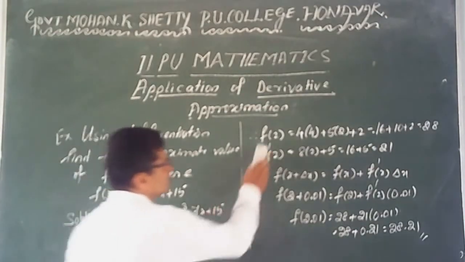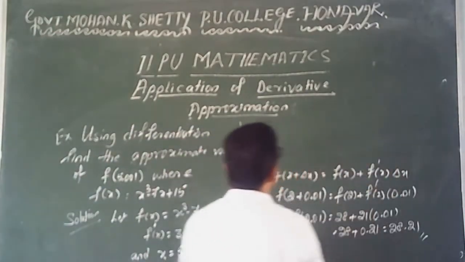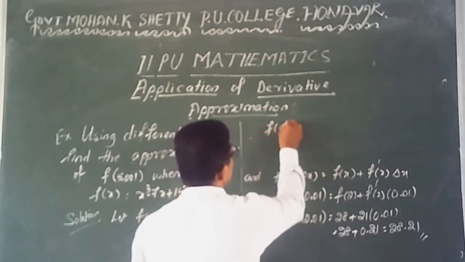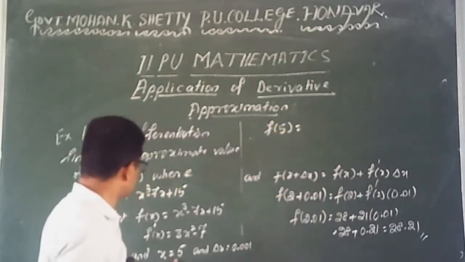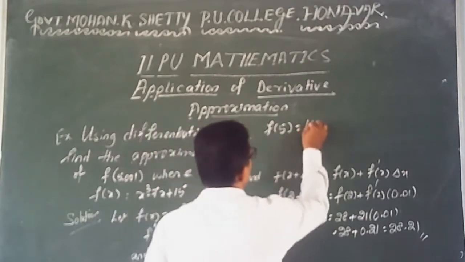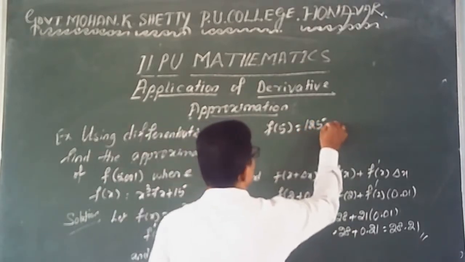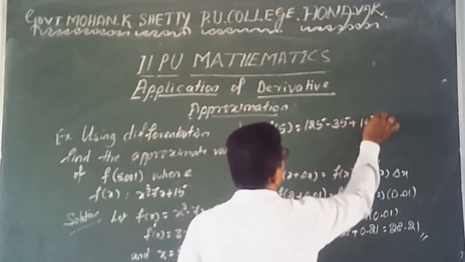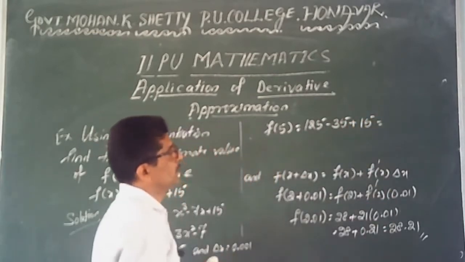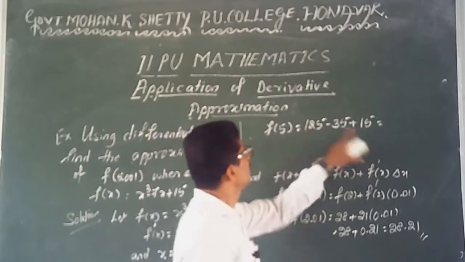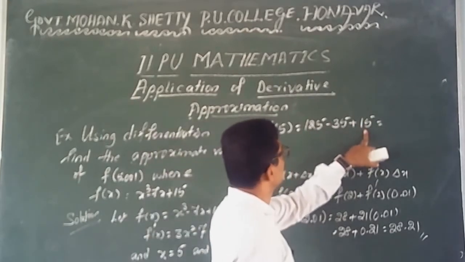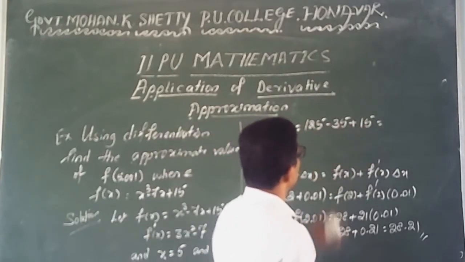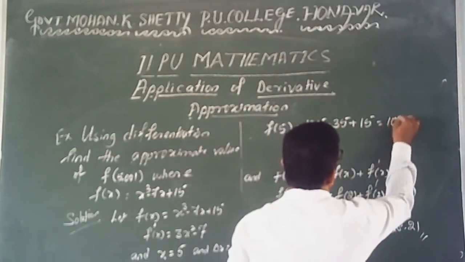Then find the value of f of 5, the value of the function at the point x equal to 5. 5 cube means 125, minus 5 into 7 means 35, plus 15. Is it clear? This value is 125 plus 15, which is 140, and 140 minus 35 is 105.